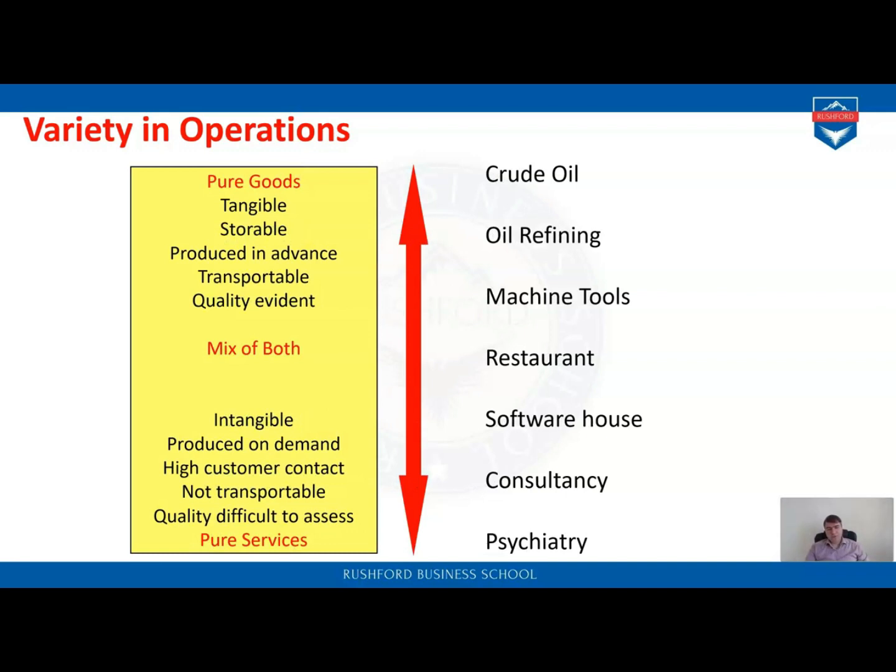For example, psychiatry is a pure service, and the oil industry is pure goods, and you can see there is a mix of both, like a restaurant or a software house, which is a mix of goods and services. And you can see from pure service to pure goods: consultancy, software companies, restaurants, machine tools, oil refining, crude oil, etc.